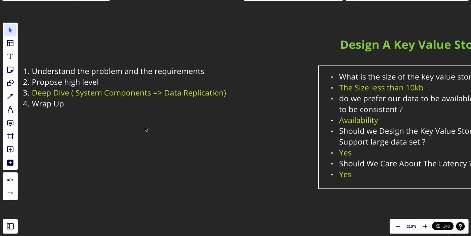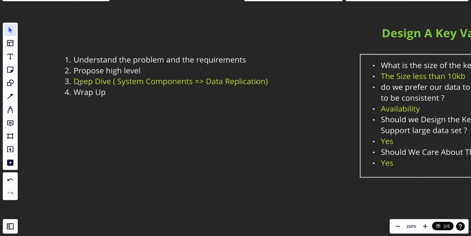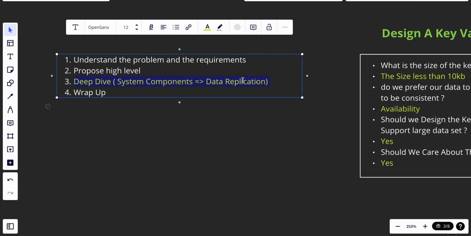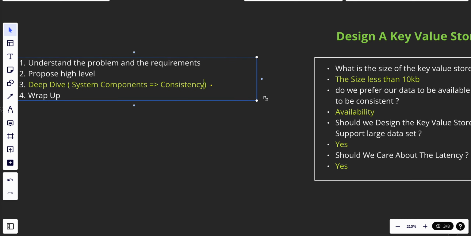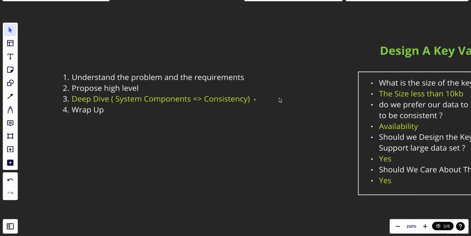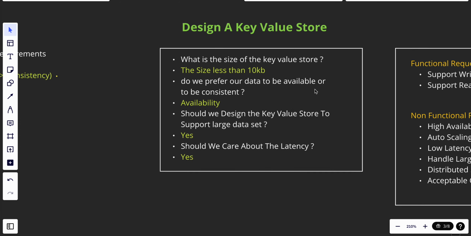We have this framework that we're using. We are in the deep dive right now, and we will talk about consistency. In the next two videos, I guess we will talk about consistency. And I'll just make a quick review.